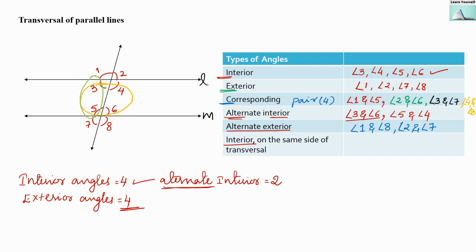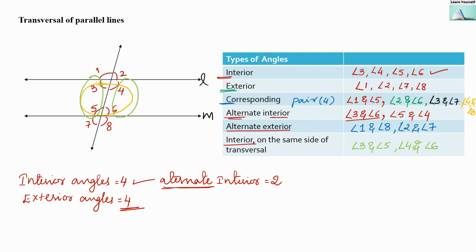Within interior, this is one pair and this is going to be the second pair, because in between, the transversal line is passing. So within this, the same side of transversal will give us this first pair, angle 3 and 5, and this is the second pair, that is angle 4 and 6. So angle 3 and angle 5, then angle 4 and angle 6. So these are different types of angles which we will get from the transversal of parallel lines.